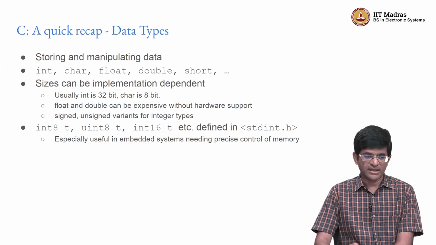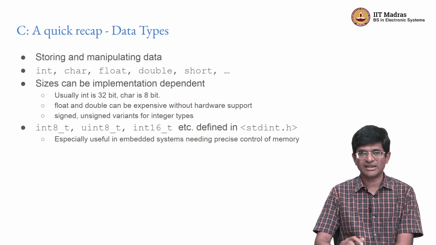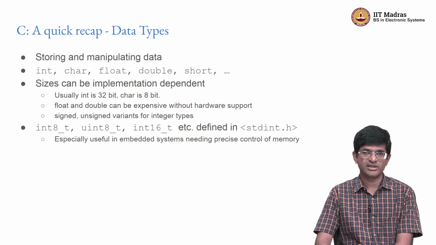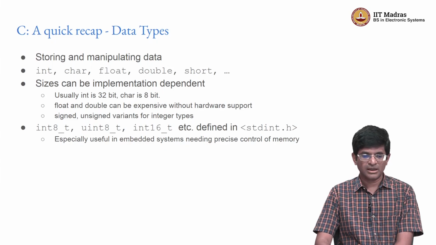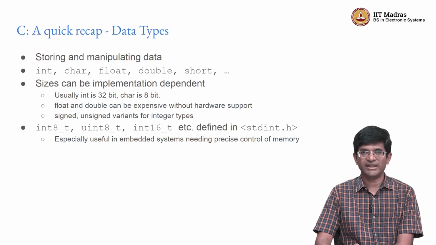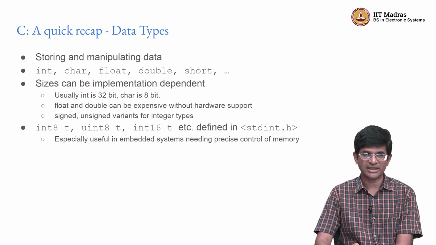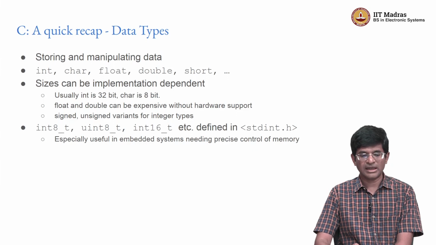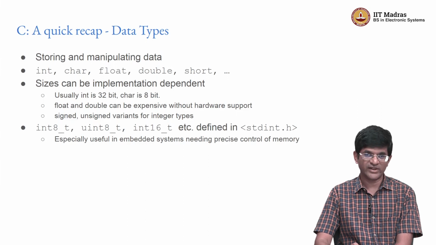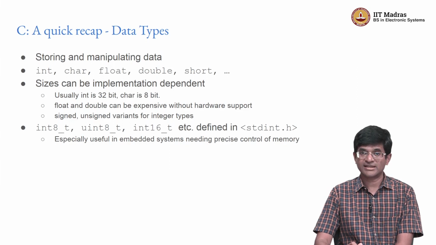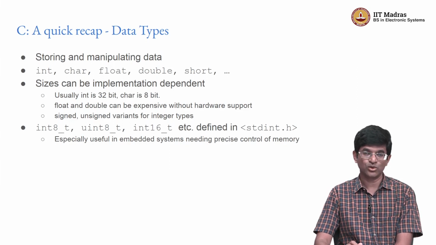Alright, so coming back to C. The first thing that we need to keep in mind is that there is a concept of data types, right? And these are used for storing and manipulating data. The most common data type in C, or very likely the first one that you are likely to encounter, is probably the int or the integer data type. Right? And depending on the type of processor that you have, that integer data type is very likely to be a 32-bit number.